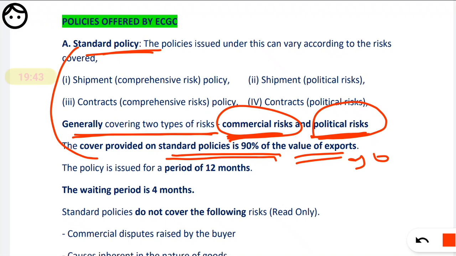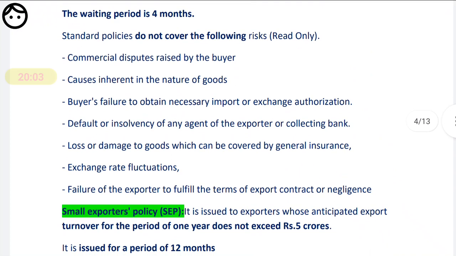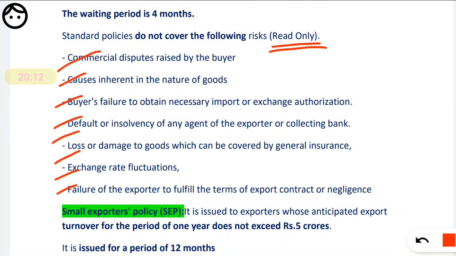Generally, the policy has a period of 12 months, and here also the standard policy has a period of 12 months. Also remember that there is a waiting period of 4 months. And the standard policy does not cover certain risks. Which risks are not covered under the standard policy? You just read those risks, that is not of much importance. You can just go through the different types of risk which are not covered under the standard policy.